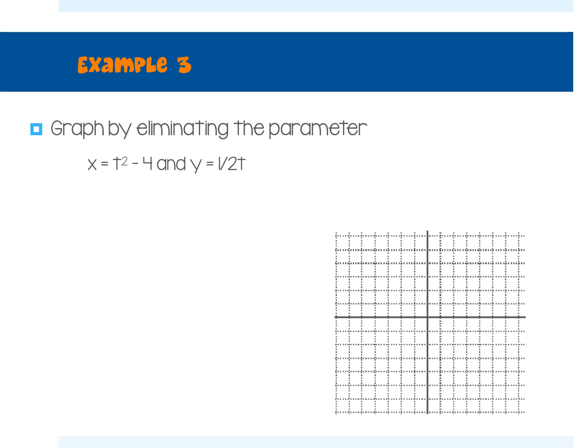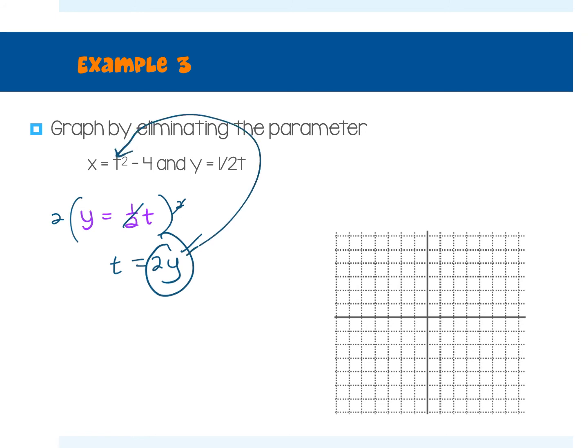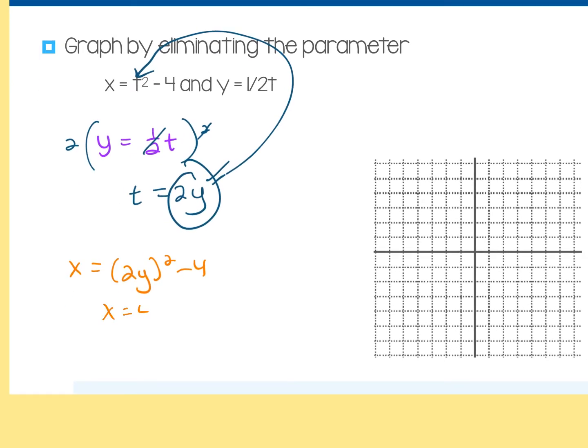The Y. So if I take that Y equals 1/2 T, and I want to get T on the side by itself, what do I do? Divide by 1/2, or multiply by 2, right? So it's going to cancel here, and I get that T equals 2Y. Now I'm going to take this and plug it in here in place of the T. So I get X equals (2Y) squared minus 4. And I'd get X equals 4Y squared minus 4.